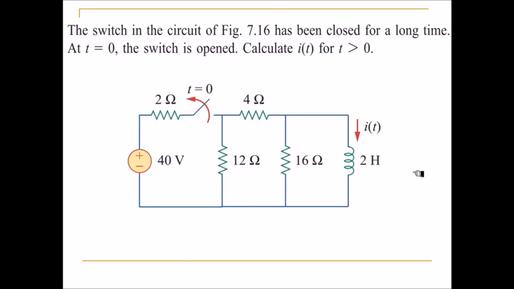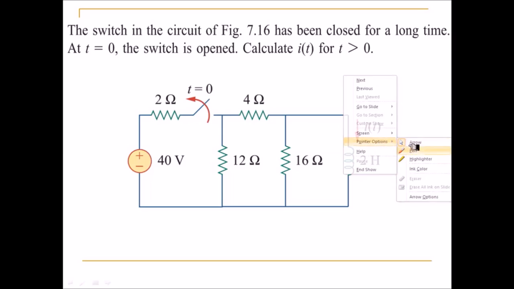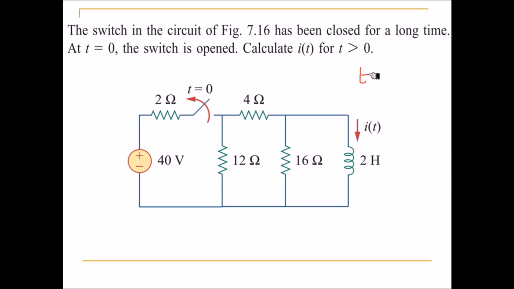Okay, let us take the next problem. The switch in the circuit shown in the figure has been closed for a long time. At t equal to 0, the switch is opened. Calculate i of t for t greater than 0. So we need to understand the circuit in different time regions: what is the circuit condition when t is less than 0, when t is equal to 0, and when t is greater than 0.